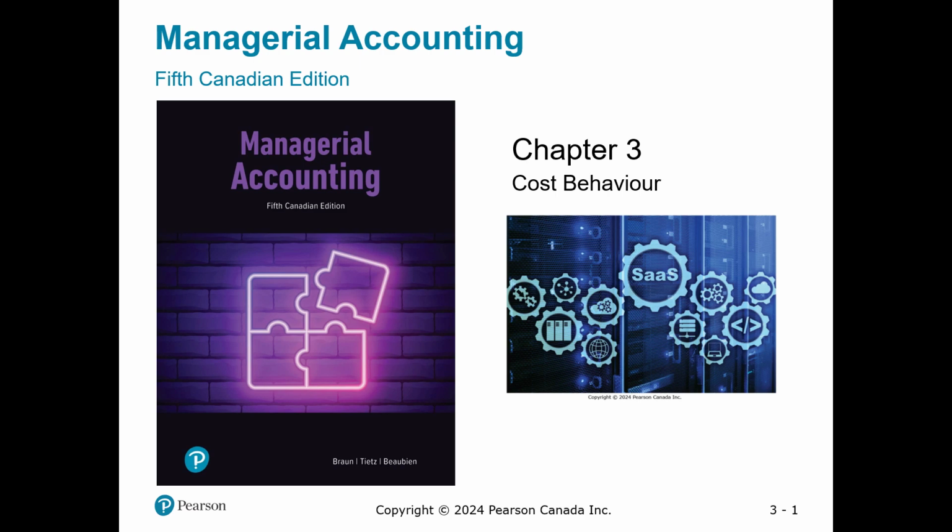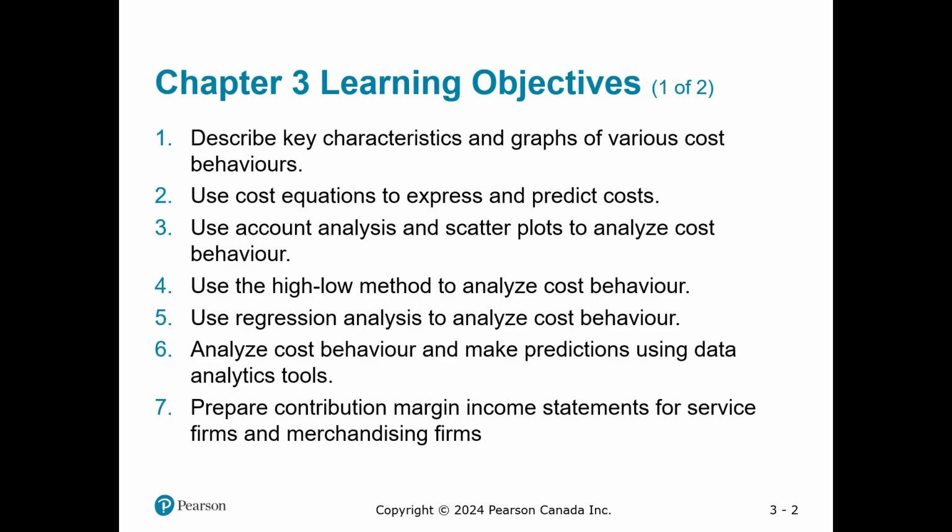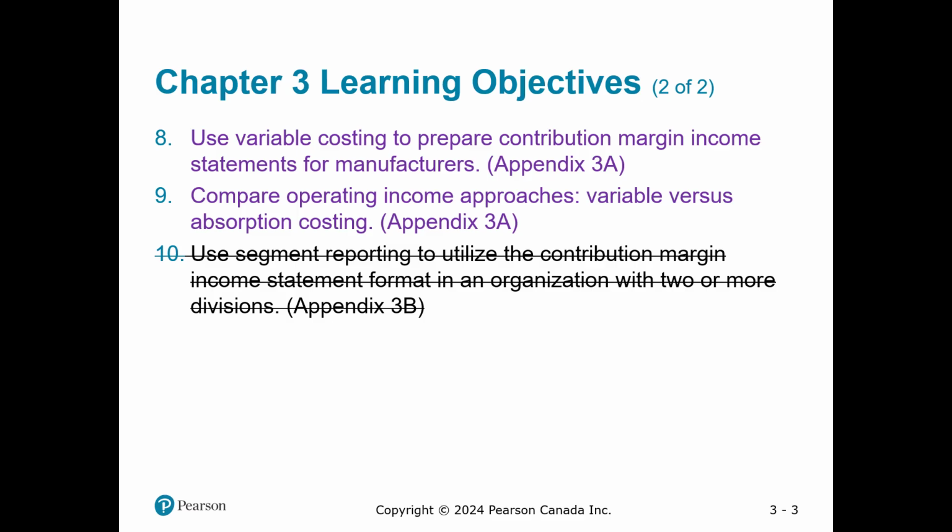Today we're going to talk about Chapter 3, Cost Behavior. Now, there's a lot of learning objectives that we're going to go through. There's 7 on this page. I'm not going to read through them. Learning Objective 8, use variable costing to prepare contribution margin income statements for manufacturers, which is Appendix 3A. And Learning Objective 9, compare operating income approaches, variable versus absorption costing, again, Appendix 3A. We are going to cover those later on in the course as a separate class.